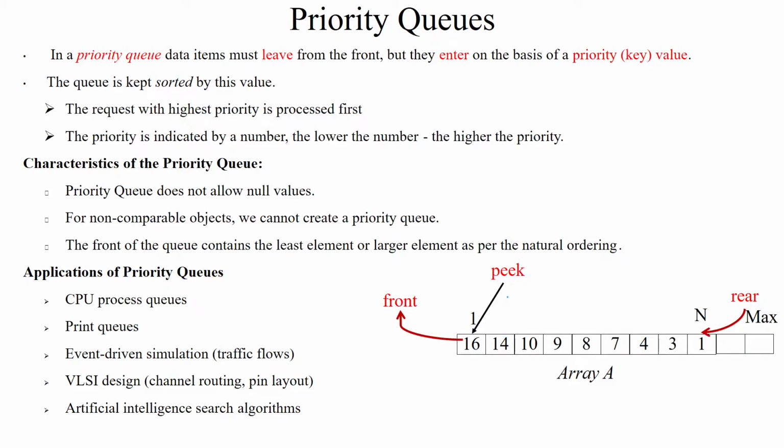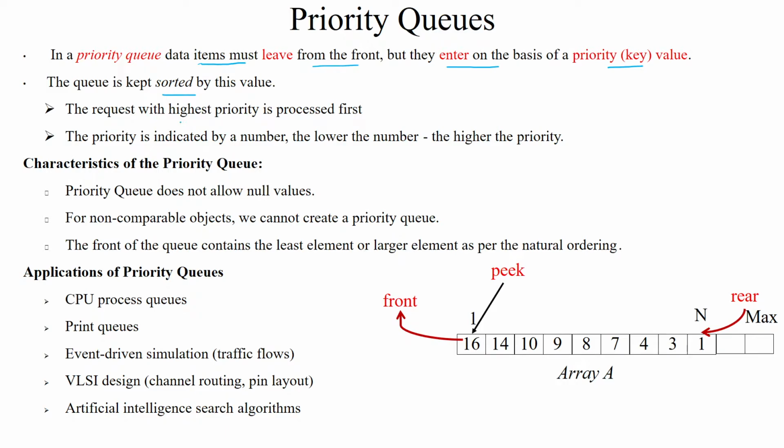Priority queue is following the queue data structure where data items will be deleted from the front end and the data will be added into the queue in the back end, but which is using the priority key value to store the data into the priority queue. The queue is kept sorted by this priority key value.